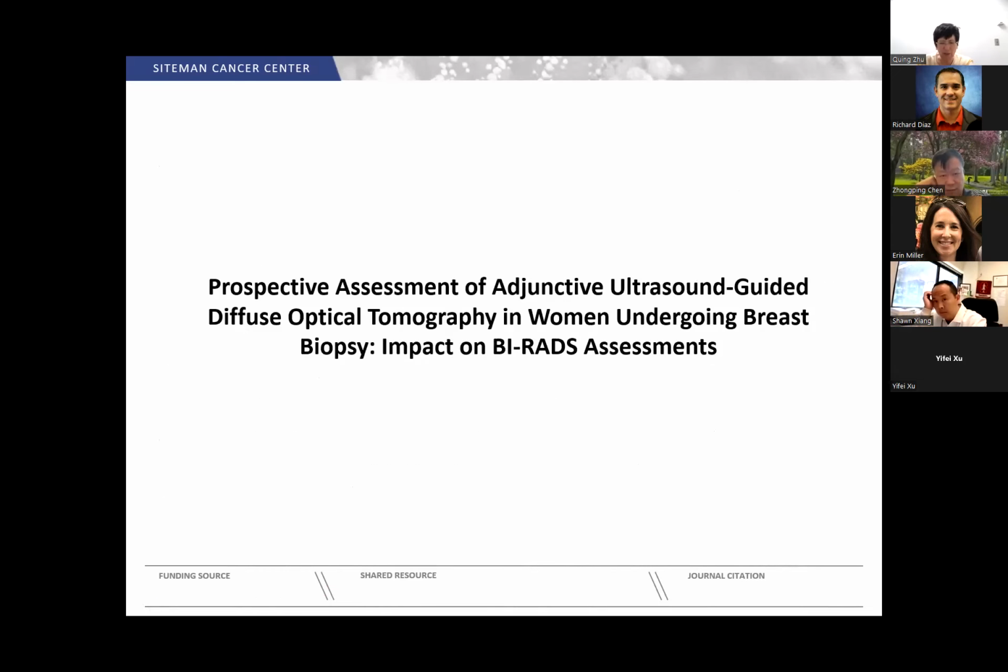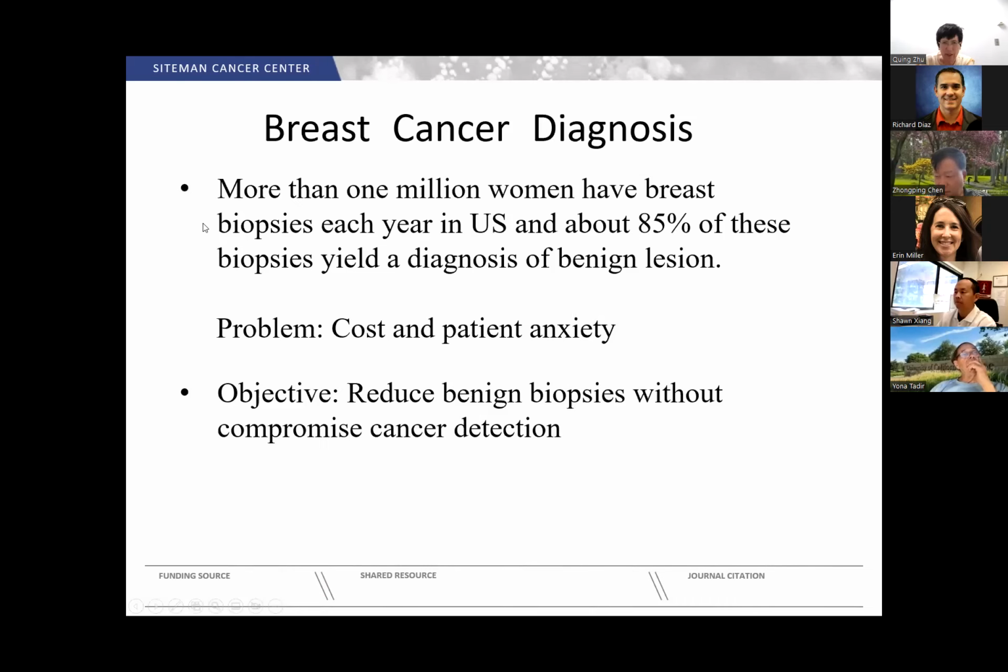And the last topic I'll talk about is very quick. I will talk about breast cancer. In breast cancer, we're using the diffuse optical tomography technique. And some of you worked with Dr. Bruce Tromberg before, and you work in this area. So the goal is to use this technology to reduce benign biopsies. And let me just give you some facts.